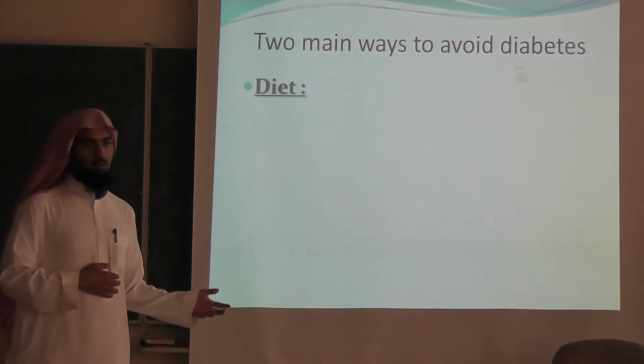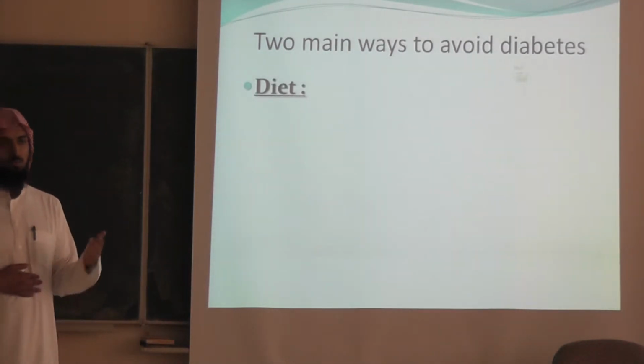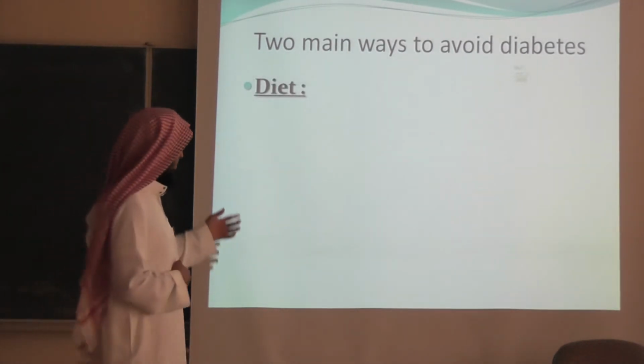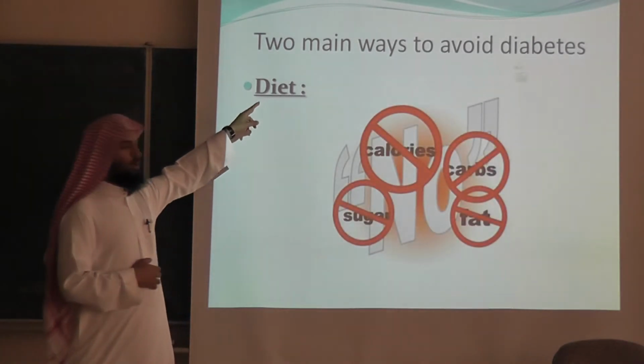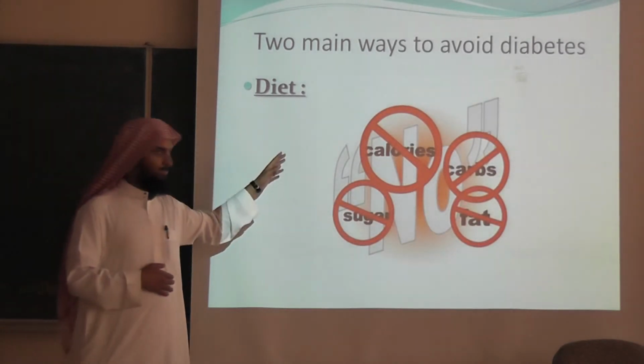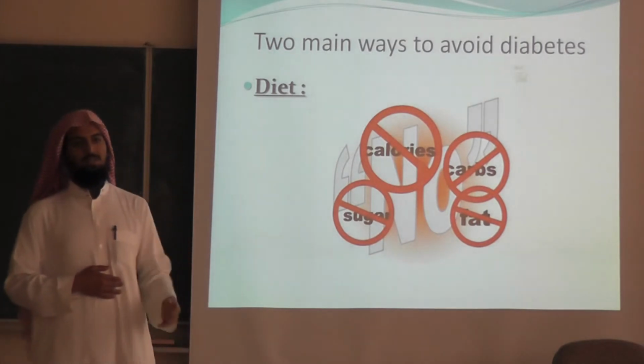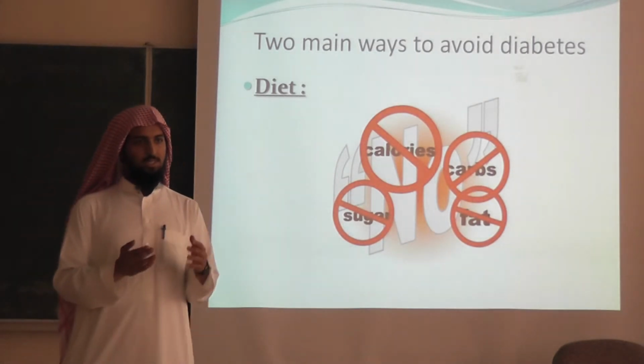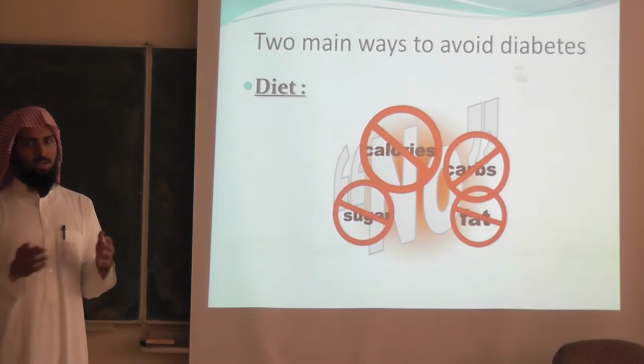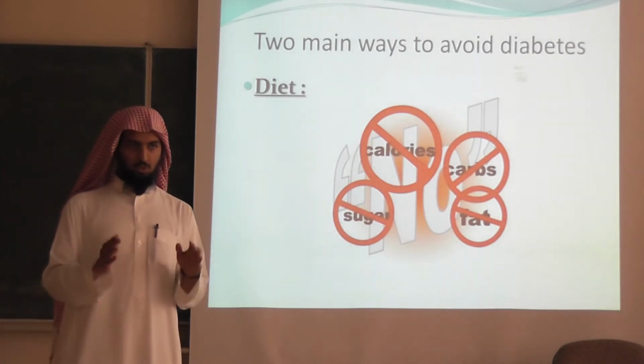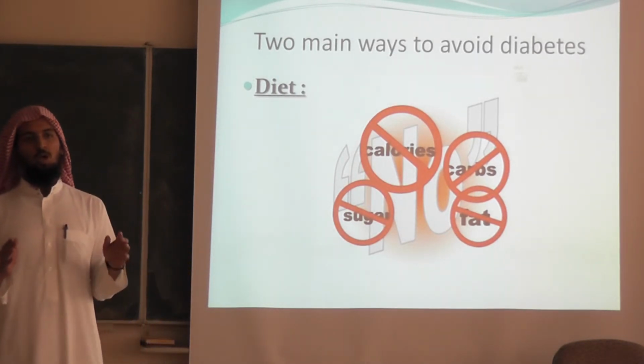So the question now, what are the two main ways to avoid diabetes? How to avoid diabetes? The first main way to avoid diabetes is to get into a diet. What is diet? Diet simply is eating food with less carbohydrates and less fats. In other words, less calories. Because these are the leading causes of diabetes.